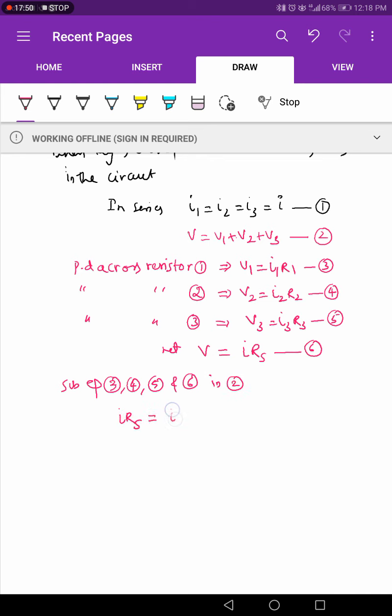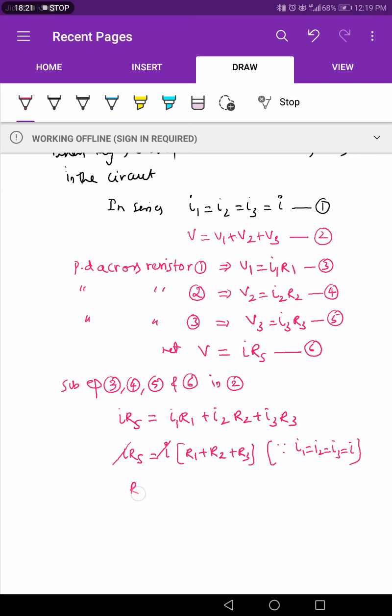I RS is equal to I1 R1 plus I2 R2 plus I3 R3. So in I RS, I we can take common, because I1, I2, I3 will be the same, since I1 is equal to I2 is equal to I3, that is equal to I. So I gets cancelled on both sides. Therefore RS is equal to R1 plus R2 plus R3.